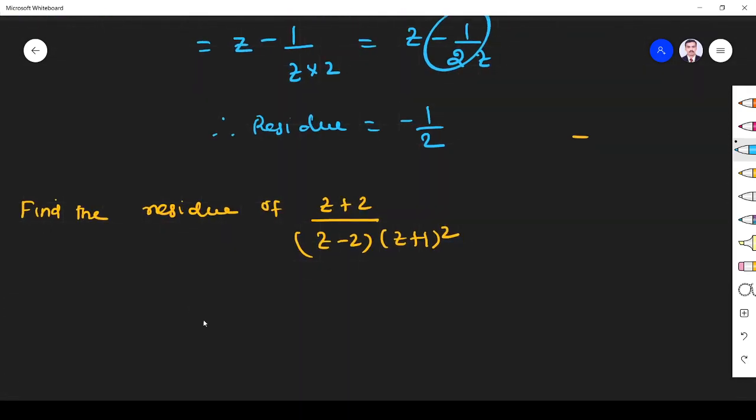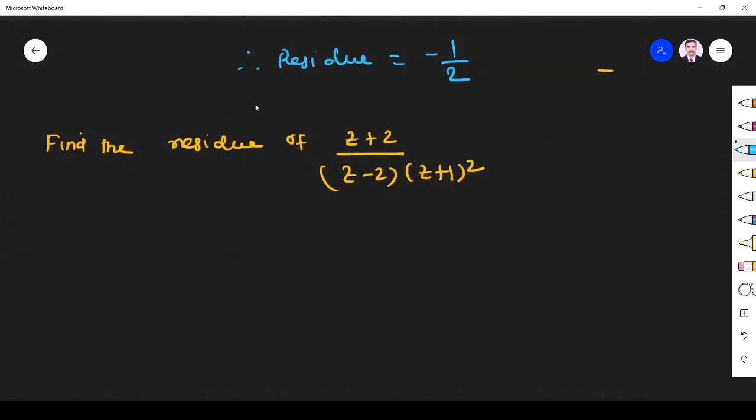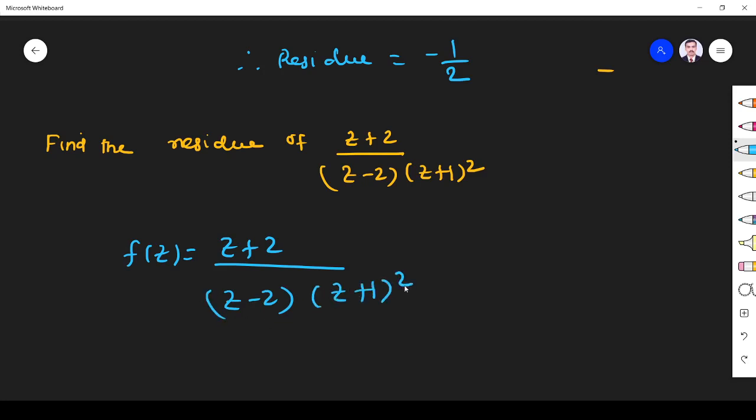Right? So, next one, here you see, find the residue of z plus 2 divided by z minus 2 into z plus 1 whole square. So the numerator is a function of z, the denominator is a function of z. So we can find the poles. So what are the poles? A pole is a value of z which makes the total function infinity. So let us assume f of z is equal to z plus 2 divided by z minus 2 into z plus 1 whole square.